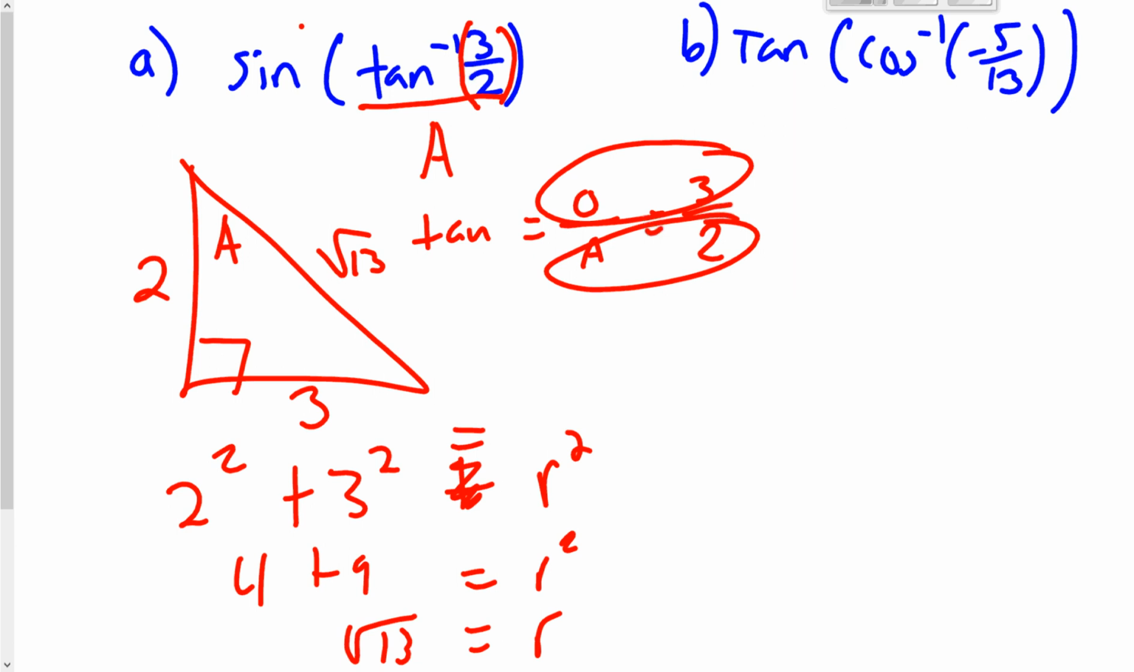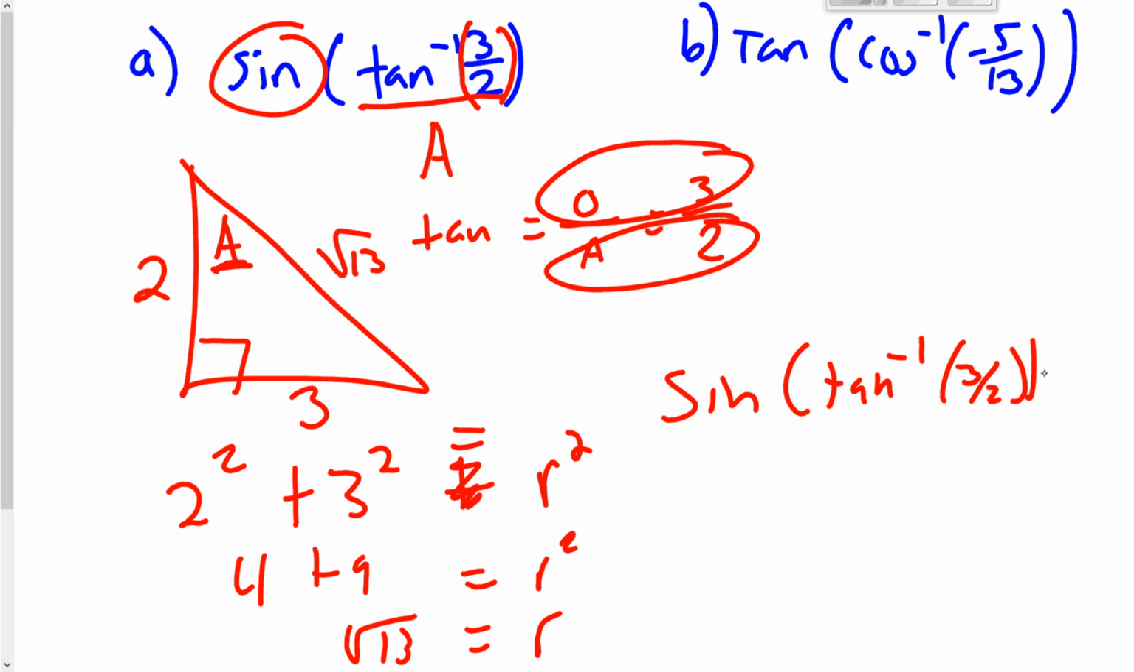And then now I can go ahead and find sine of that same angle. So sine of this angle A would be opposite over hypotenuse. So sine of tan inverse of 3 over 2 is equal to 3 over root 13, which I need to rationalize, so I get 3 root 13 over 13. Okay? And then technically, since I don't know what quadrant I'm in, it'd be plus or minus, right? Because I don't know what quadrant I'm in.